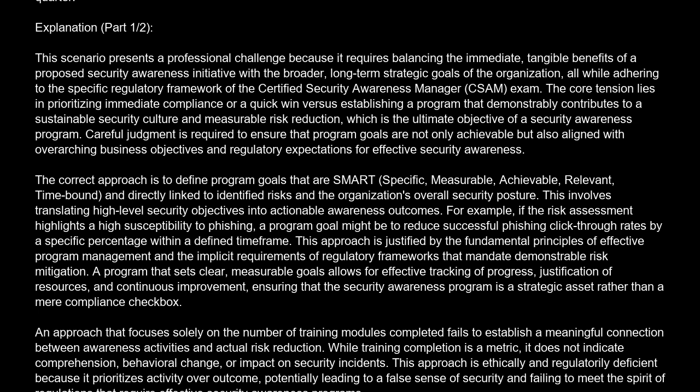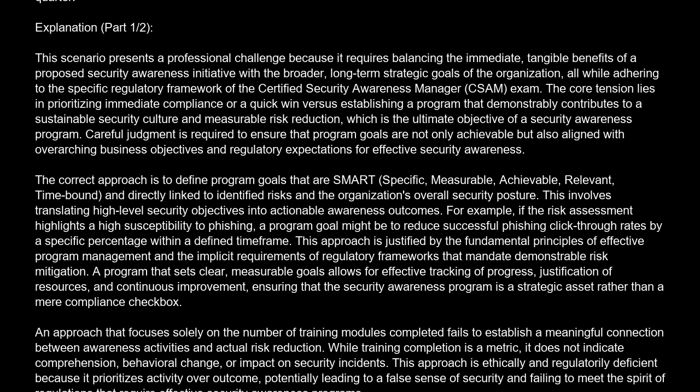Explanation. This scenario presents a professional challenge because it requires balancing the immediate, tangible benefits of a proposed security awareness initiative with the broader, long-term strategic goals of the organization, all while adhering to the specific regulatory framework of the Certified Security Awareness Manager, CSAM, exam. The core tension lies in prioritizing immediate compliance or a quick win versus establishing a program that demonstrably contributes to a sustainable security culture and measurable risk reduction, which is the ultimate objective of a security awareness program.